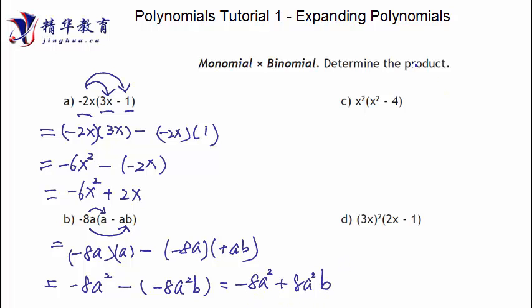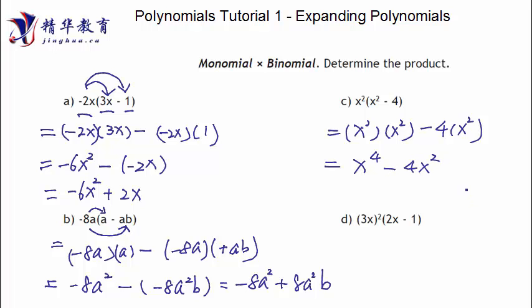Now you're expanding it. Make sense? All right. So next one, x squared. So x squared times x squared, minus 4 times x squared. x squared times x squared, power of power, multiply powers, and same base, add powers, equals x to the 4, right? And then minus 4x squared.